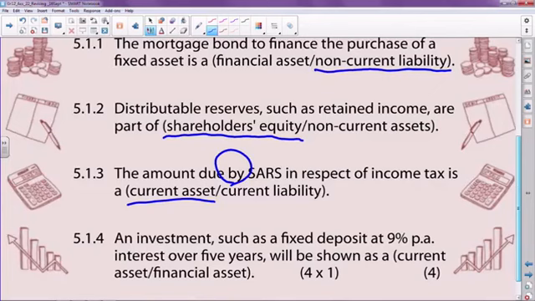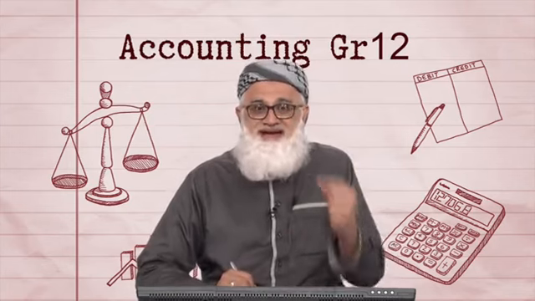Finally, an investment such as a fixed deposit at 9% per annum interest over 5 years will be shown as a financial asset. Why? Because its maturation period is greater than 12 months. The portion of the fixed deposit that's maturing within 12 months would appear as part of your current assets under cash and cash equivalents. Well, the starter is over. Let's get on to the next part of our question.